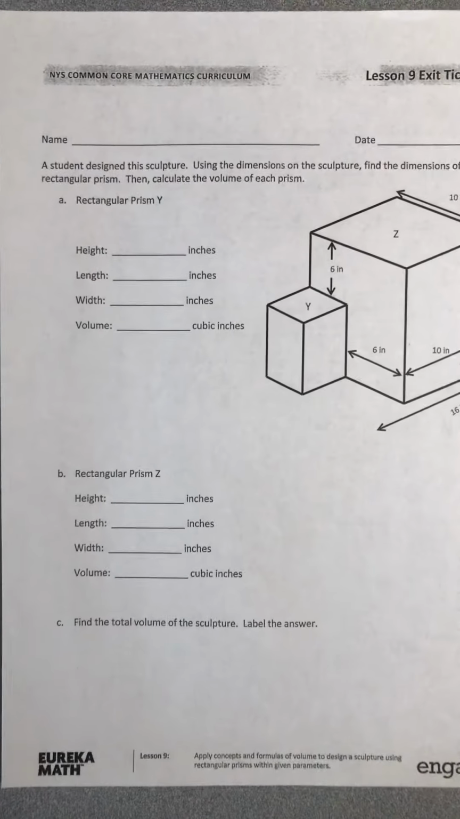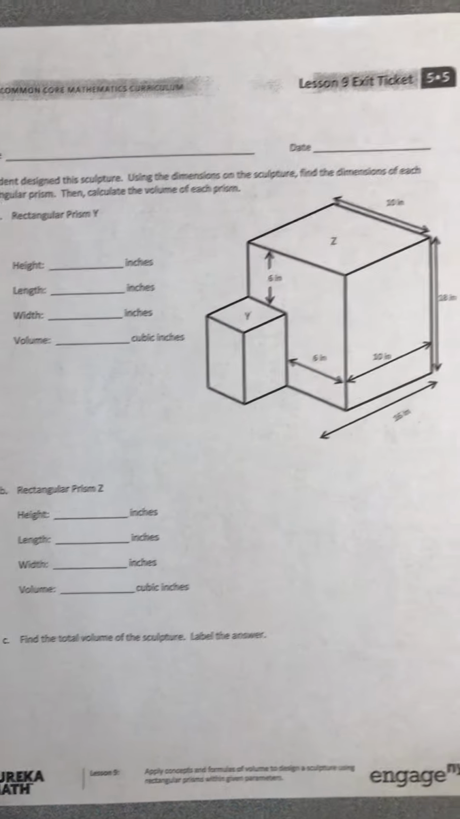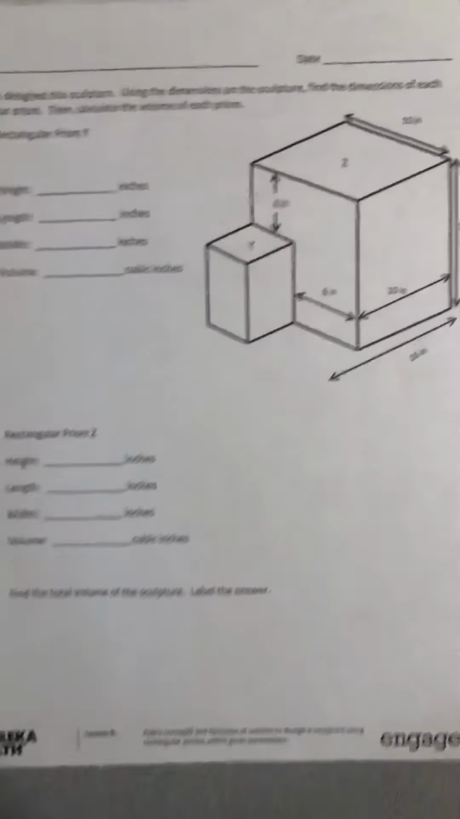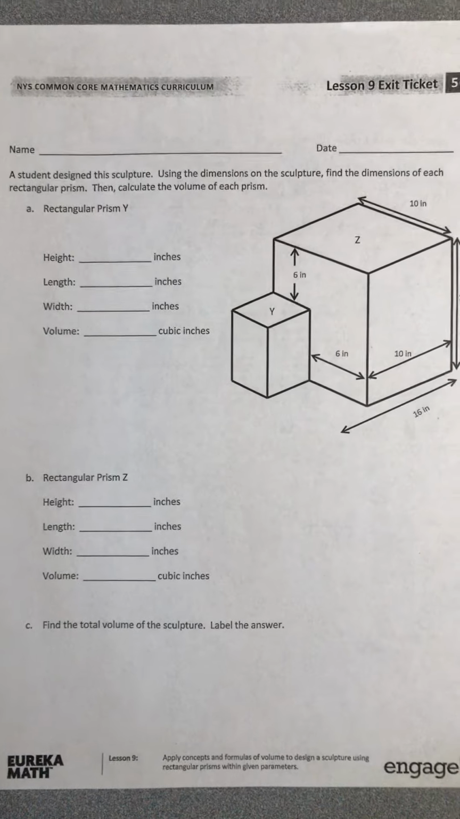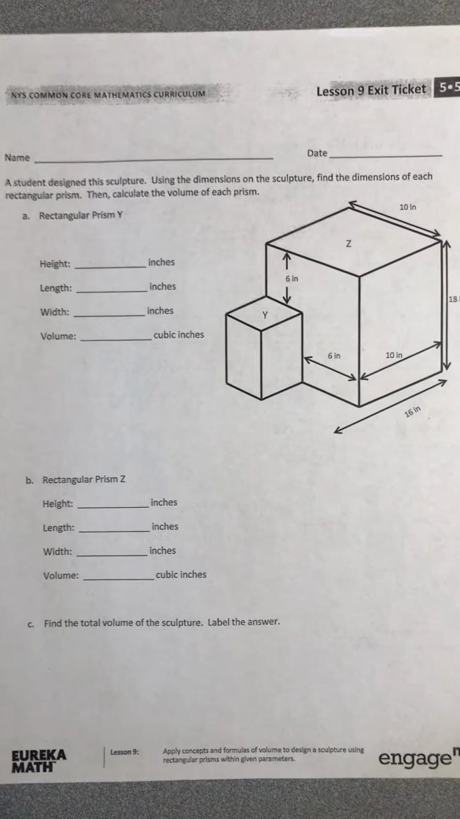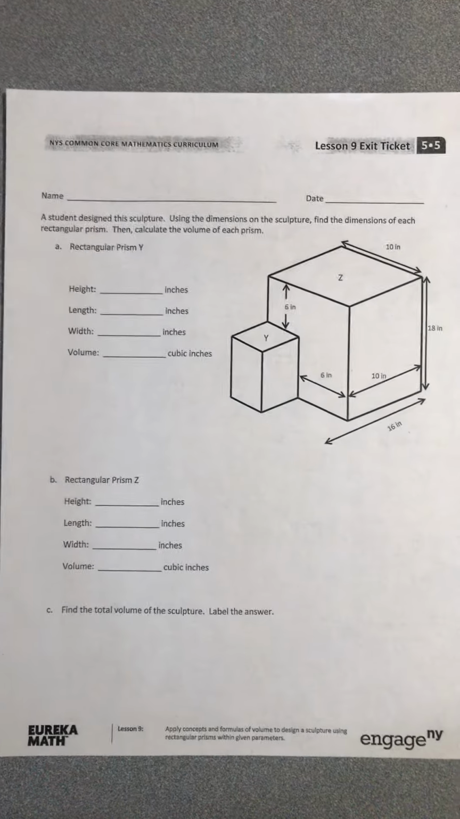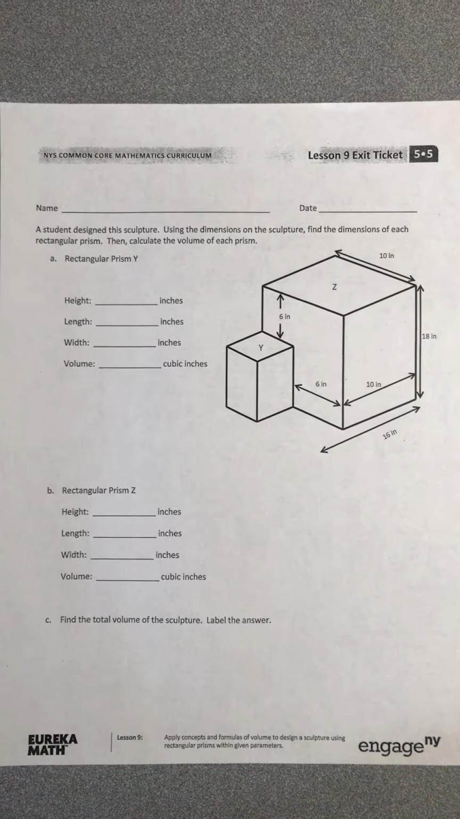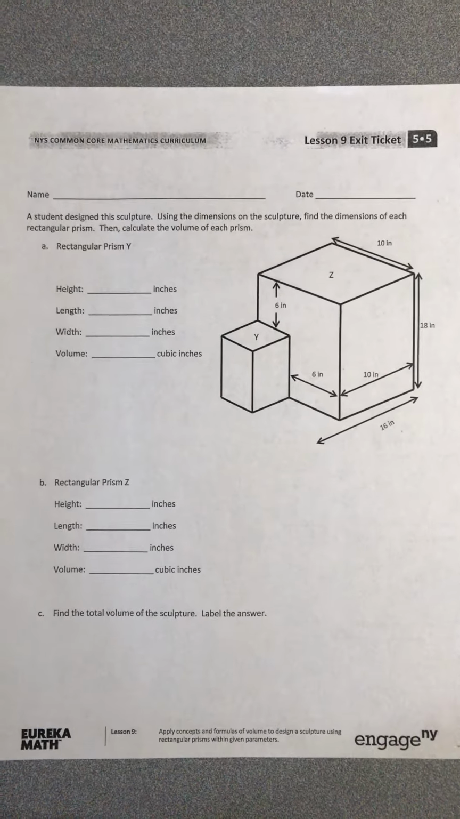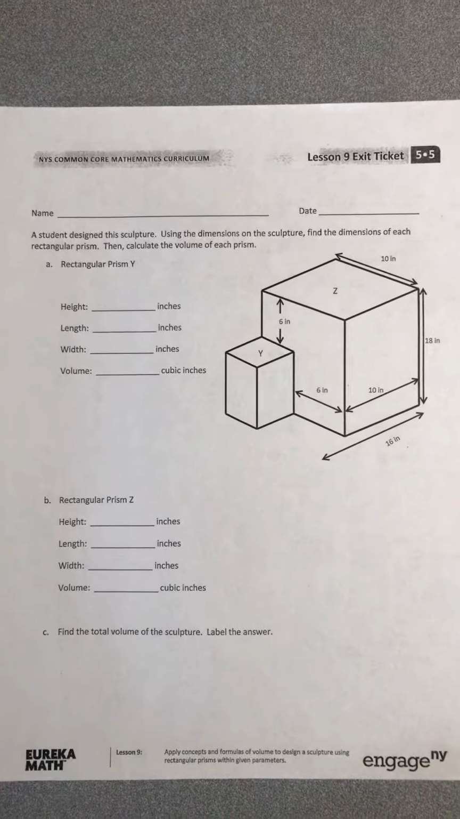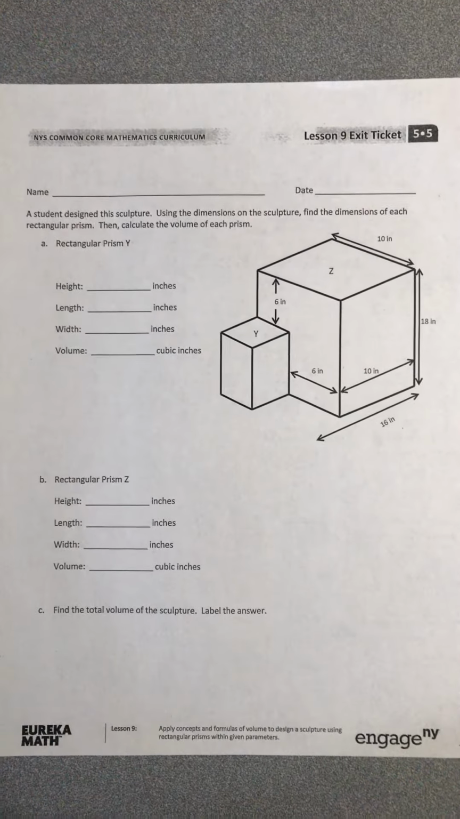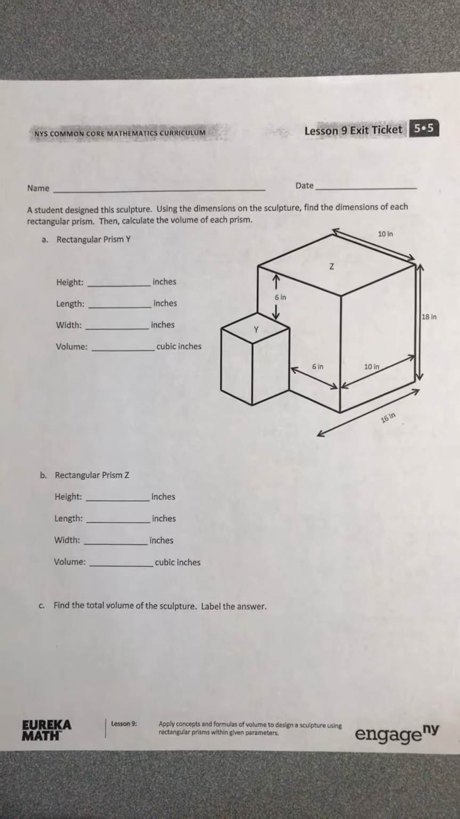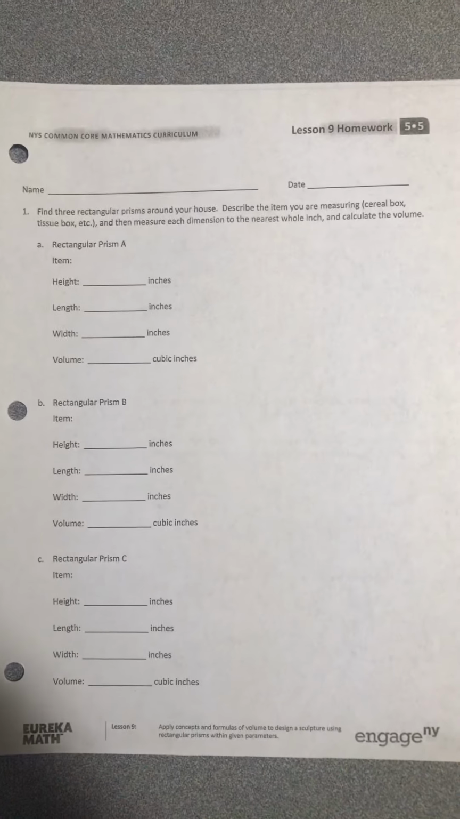Then you need to find rectangular prism Z's height, length, and width and calculate the volume there. Like I said before, find the total volume of the sculpture and label the answer in cubic inches. That's exit ticket lesson 9. Once again, copy it down on a scrap sheet of paper, and on Thursday, I will post another short video going over this exit ticket, and you can compare your answers with mine. The other worksheet I'd like you to do is the Lesson 9 homework.